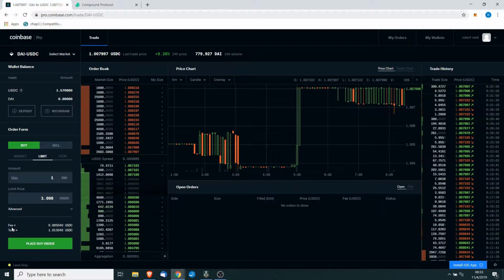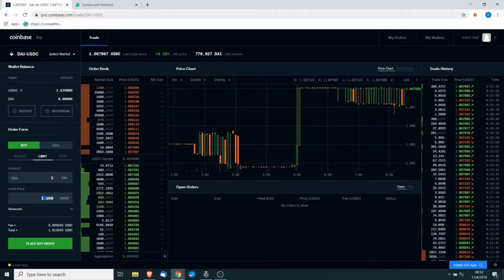So Coinbase Pro charges a little bit of a fee, and you can see here that the fee is about 0.5%. So remember the example we did on the whiteboard. That 0.5% fee isn't going to make a huge difference in the long run, but it's going to enable us to earn that higher interest rate.